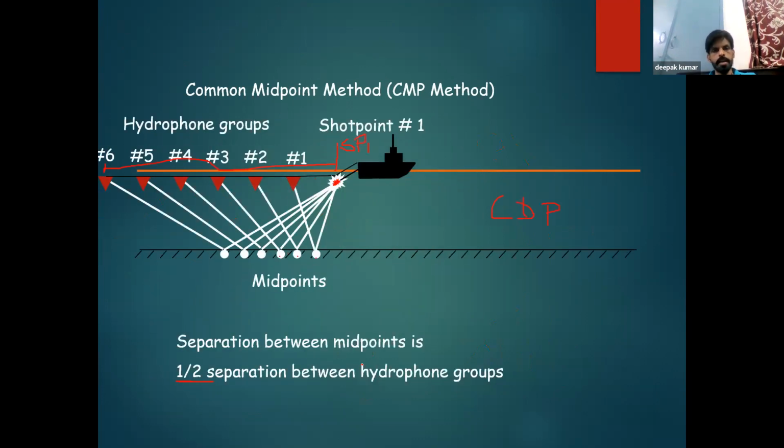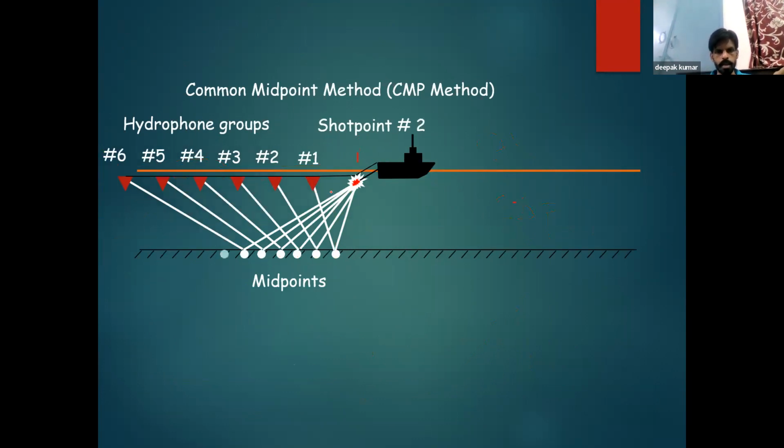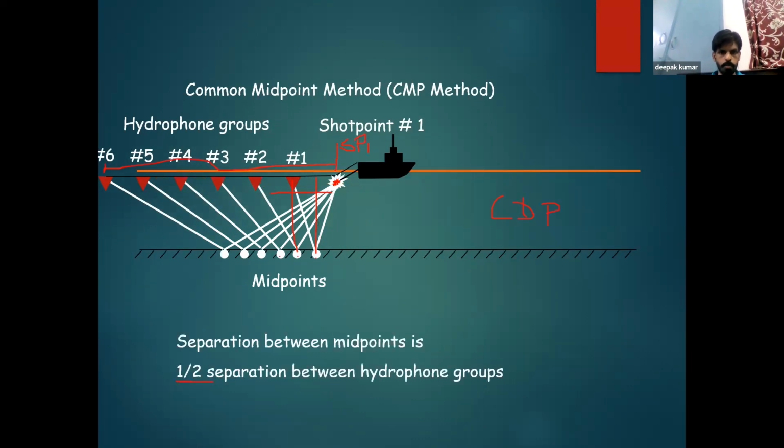So initially I showed this was the initial position of shot point one, and this was the midpoint for this, and this was the midpoint for these. As this moves, what happens? The midpoint for this changes, and the midpoint between shot point 2 and geophone 2 is equivalent to the midpoint of shot point 1 and geophone 1, which is here, correct?